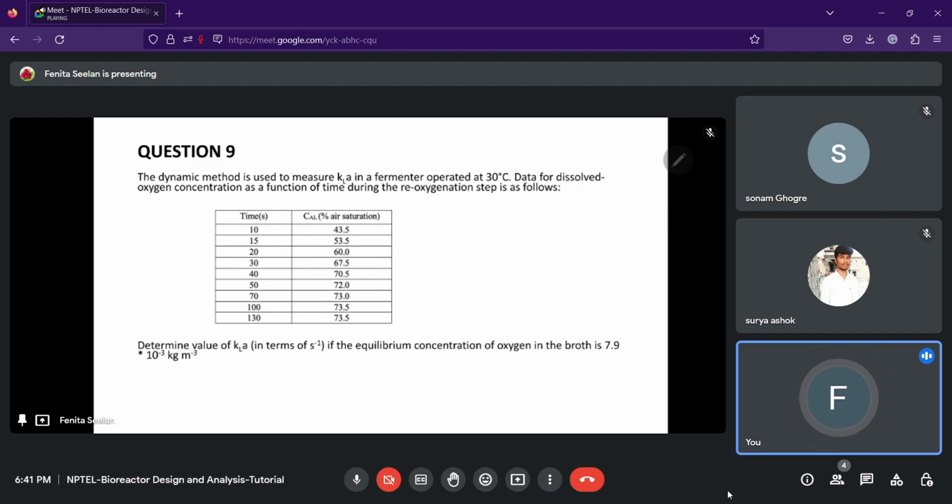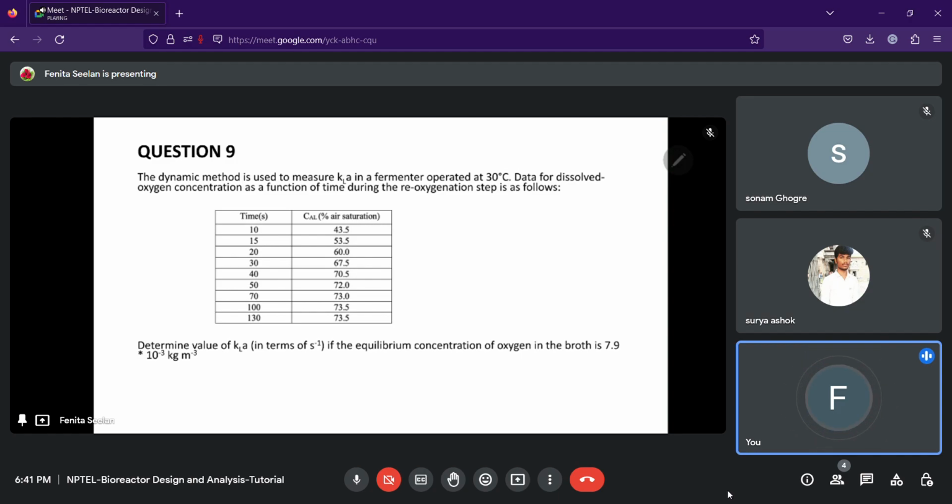So here your CAL bar concentration is already given. It is not 8, it is given as 7.9. If nothing is given, you have to assume 8 times 10 to the power minus 3 gram per liter. Here it is given already, so you have to take that into consideration.